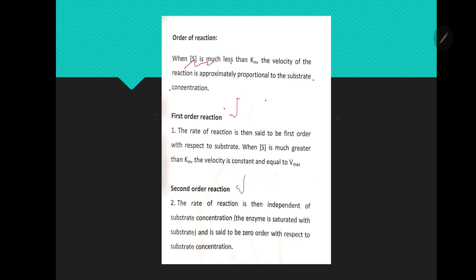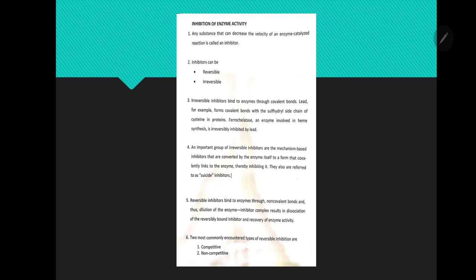After this first order and second order reaction, I will go for the next topic, which is the inhibition of the enzyme activity. You see, it's very interesting. Any substance that can decrease the velocity of the enzyme. Now, what is an inhibitor? Any substance that decreases the velocity of the enzyme catalyzed reaction is called an inhibitor. This is the definition of an inhibitor.